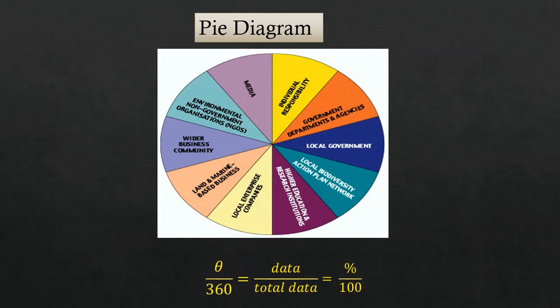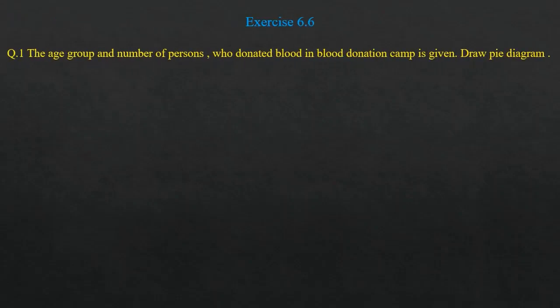Next, percent upon 100, like 70%. So 70% we are writing as 70 upon 100. So these three ratios we use for drawing as well as for reading of a pie diagram. So let's start with the first. Now first we discuss the drawing of pie diagram. Let's start from exercise 6.6 question number 1.